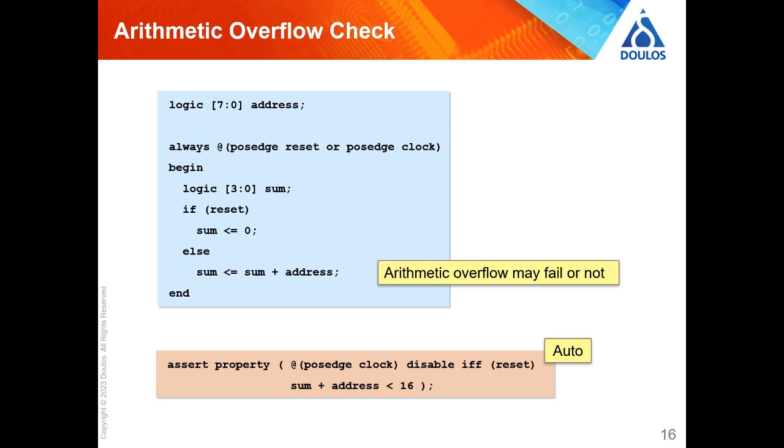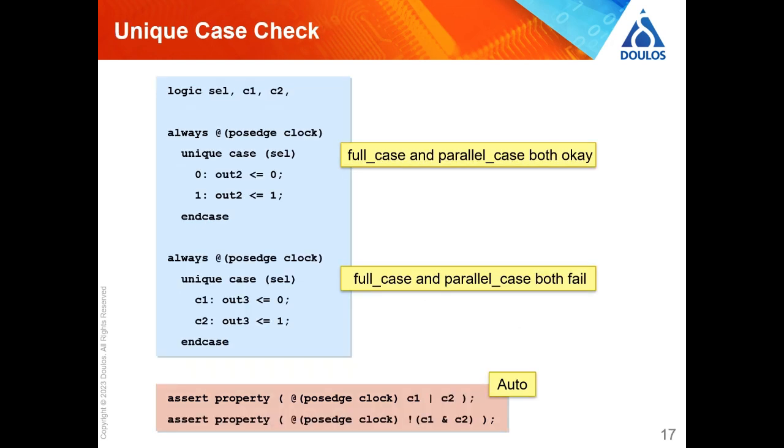If we do not expect an overflow, then this can flag this as an issue, and then we can go back in and examine it and see, is this something I'm concerned about? Here's another example shown for the unique case.